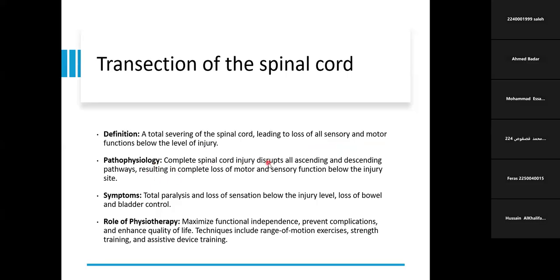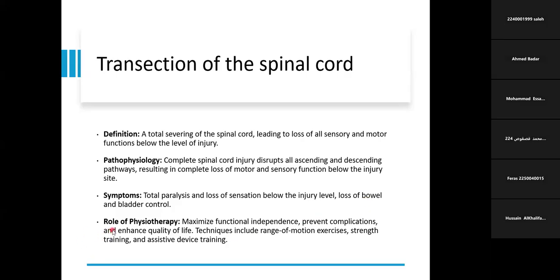Pathophysiology. Complete spinal cord injury disrupts all ascending and descending pathways. If the ascending pathways are blocked, sensory function is gone. If the descending pathways are blocked, motor functions are gone, resulting in complete loss of motor and sensory function below the injury site. This leads to total paralysis and loss of sensation below the injury level, loss of bowel and bladder control. He cannot control passing urine. He cannot control the passing of the stool or defecation.